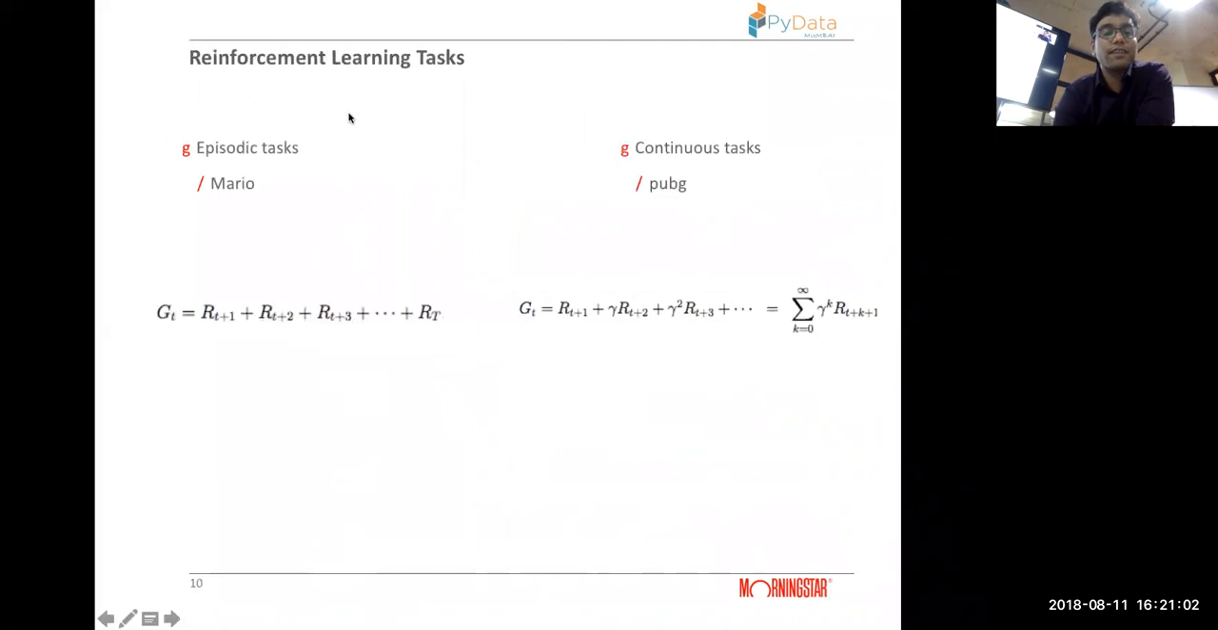Again, on the definition side, an episodic task is something that ends after a particular point. So in Mario, we know that there is this stage, and there'll be a lot of stages also, but at the end, it ends. There is nothing like it just continues forever. While a game like PUBG might not end, it just keeps on continuing. I hope my concepts on PUBG are correct. I've not played it, just heard about it a lot nowadays.